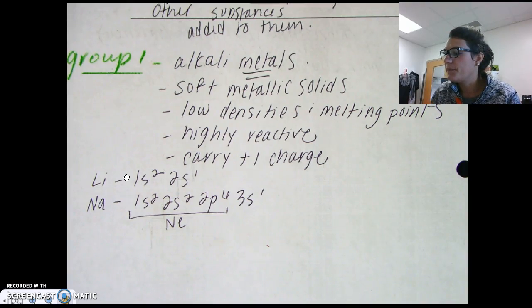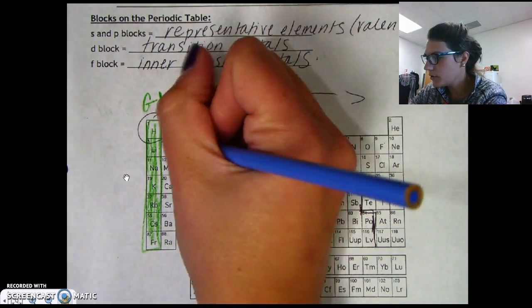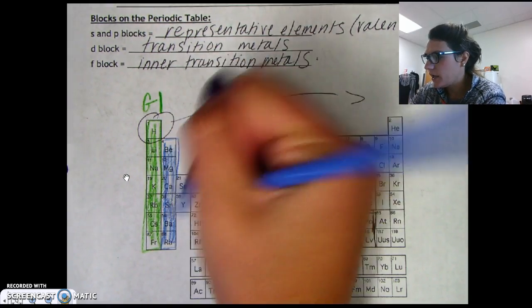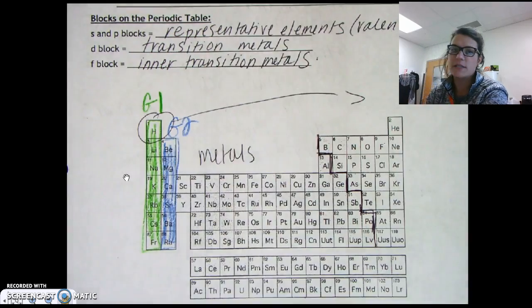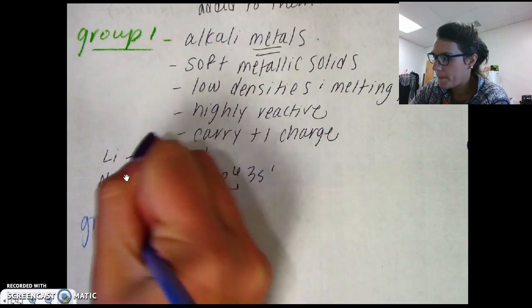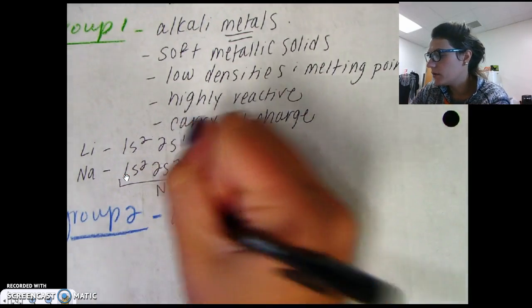Make sure you know that. Group 2 are the alkaline earth metals. Okay, so I'm going to take another color. I'm going to color group 2, or my family, okay, because families have the same characteristics. Okay, so group 2 are actually called alkaline earth metals.